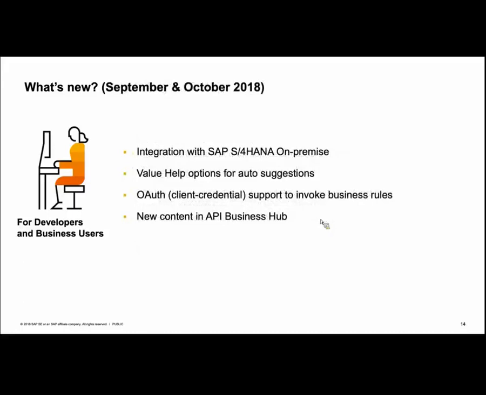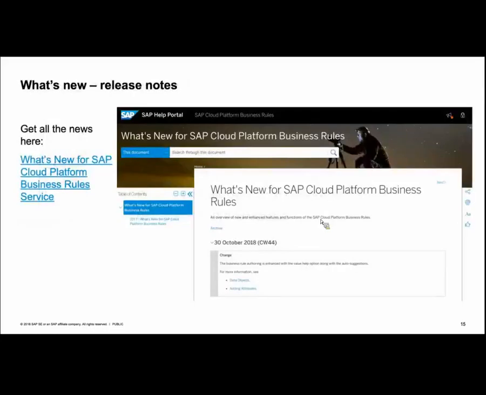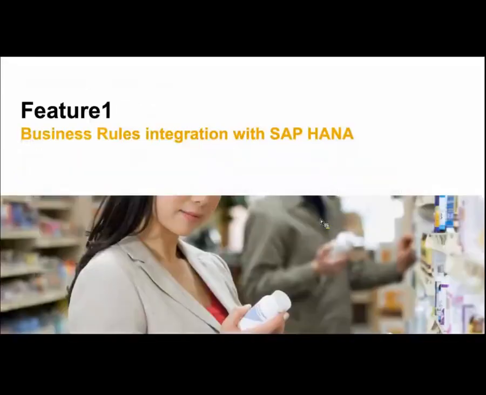Besides that, we also released the integration with SAP S4 HANA on-premise, and some options that I told, like value help and OAuth support. So let us get started. Okay, before I do that, we release every 2 weeks or 4 weeks, depending upon the release cycle, and you can find all the information about what we have released in this What's New link, and you can keep yourself updated with all the latest releases that we do.